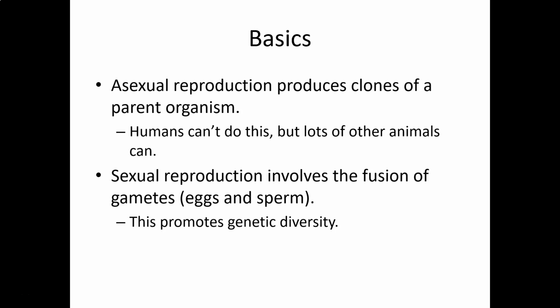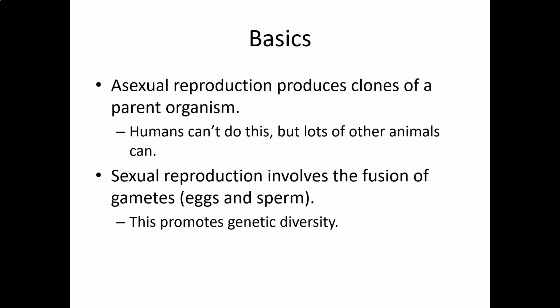There's not a human on the planet that can do asexual reproduction, but there are lots of other animals that can, including vertebrates. There are some lizards that can do asexual reproduction. A lot of other more primitive animals like sponges rely on asexual reproduction. So it's not something that is unheard of in the animal kingdom. We're just not going to spend a lot of time talking about it. Since humans do sexual reproduction, that's where we're going to be spending most of our time.